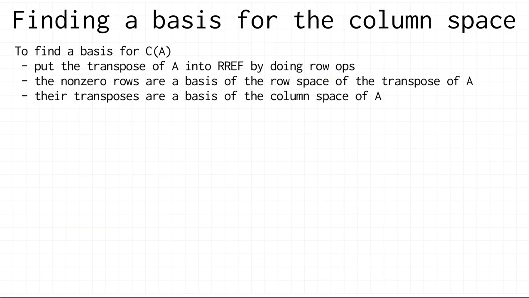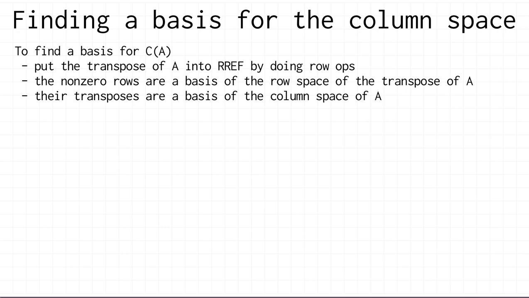So now we're ready to write down our procedure for finding a basis for the column space of a matrix A. So what we'll do is just swap columns into rows by taking the transpose. So the procedure is as follows. You put A transpose into row reduced echelon form by doing row operations, and then the non-zero rows of that row reduced echelon form matrix, as we've just seen, are a basis of the row space of the transpose. But because transpose swaps rows and columns, the transpose of these non-zero rows will be a basis for the column space of A.